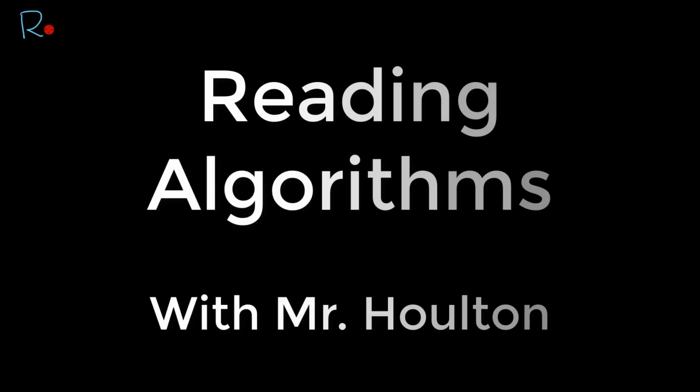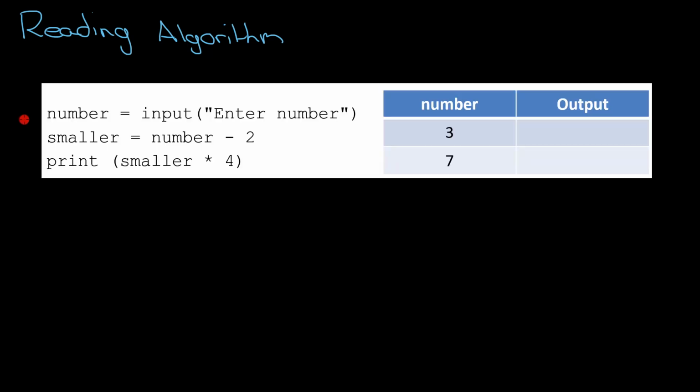A key skill that you'll need when you're programming is to be able to have a look at a section of code and sort of figure out what it does. And we can describe that as reading an algorithm. There's different kinds of algorithm we can read. We can read pseudocode and we can read flowcharts. This video is going to focus on pseudocode, how to read it, and how to figure out a result from a set of instructions. So let's have a look at this particular algorithm here.